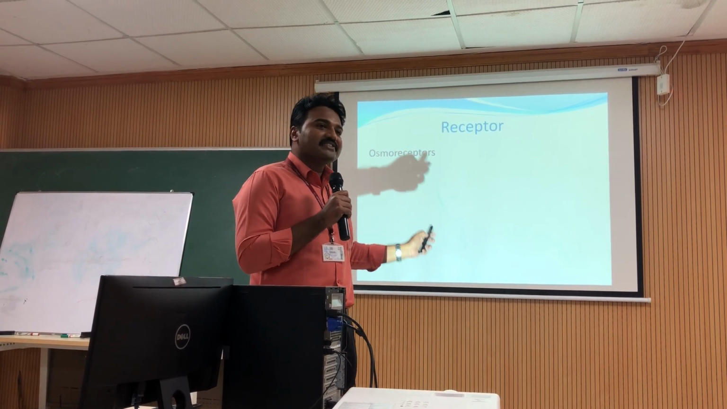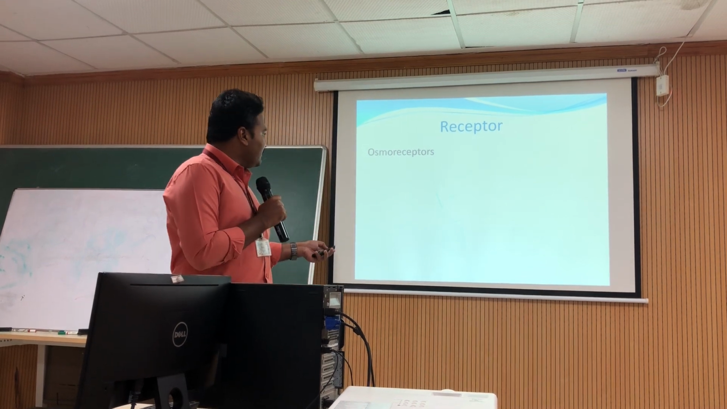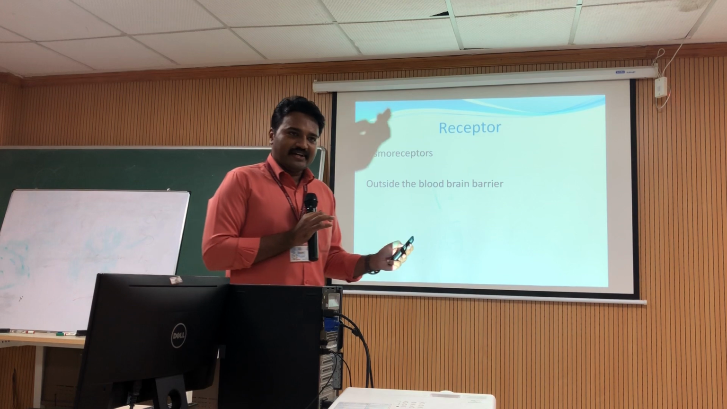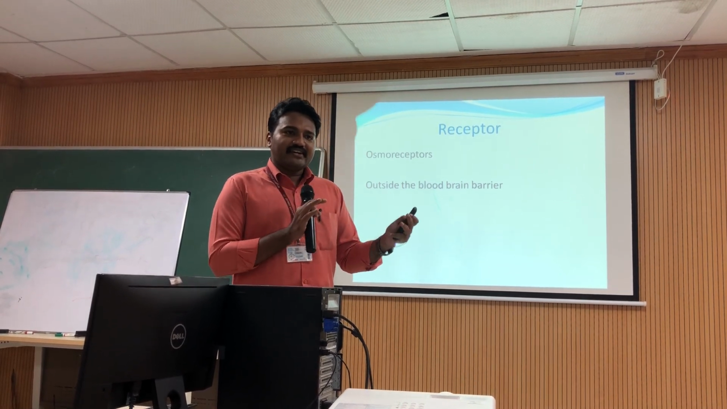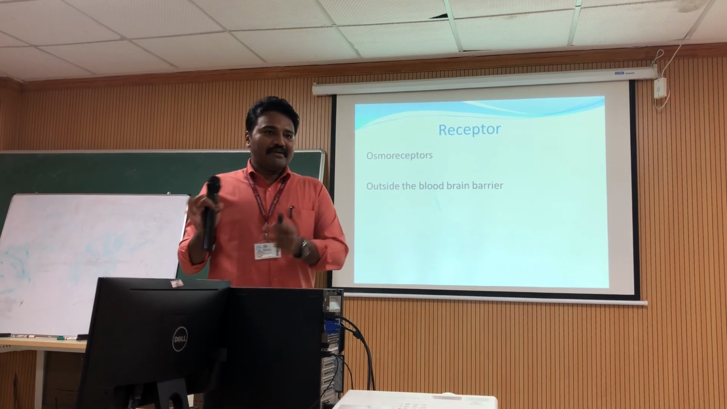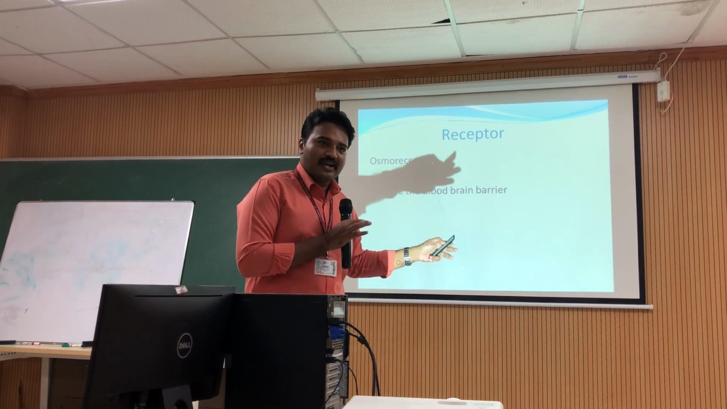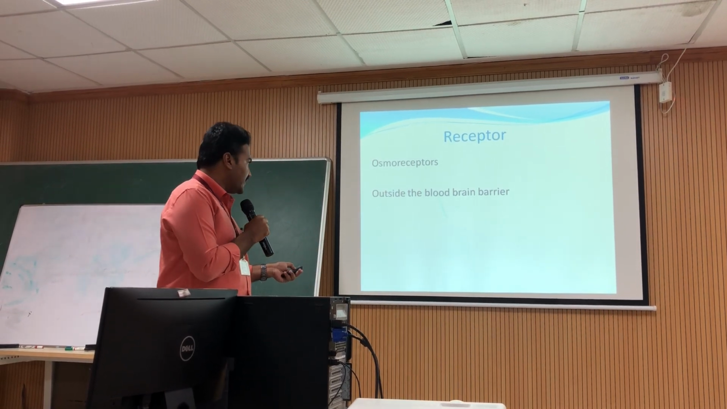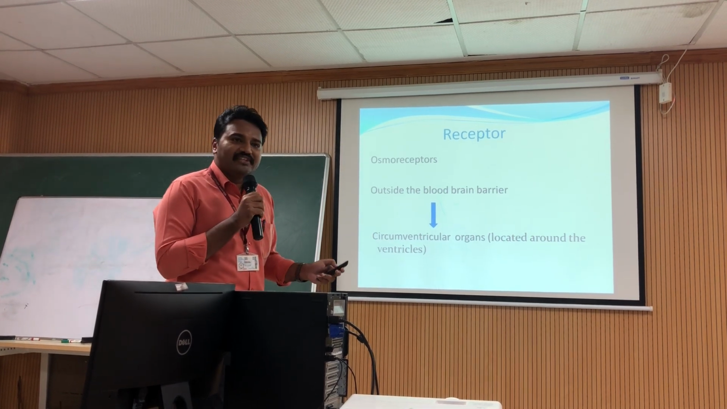And the next thing is, where are these osmoreceptors located, right? Normally we say these osmoreceptors are located outside the blood-brain barrier. Last class itself we have seen about the blood-brain barrier, right? So here it is always situated outside the blood-brain barrier. That means it is directly exposed to the plasma osmolality. So obviously these are the osmoreceptors which are present outside the blood-brain barrier. And where are they situated? They are mainly situated all around the ventricles.